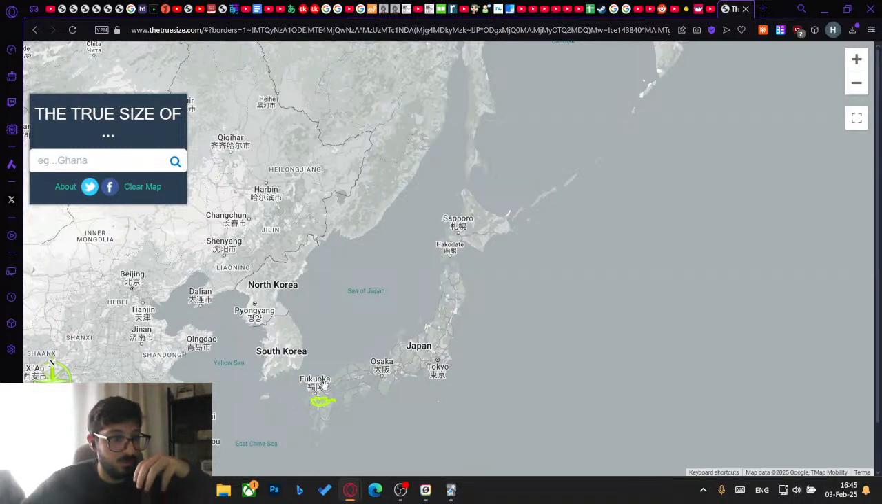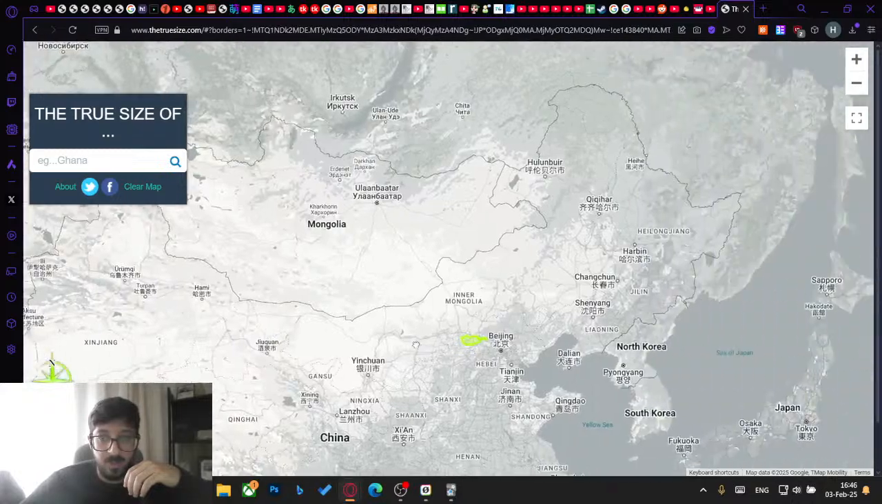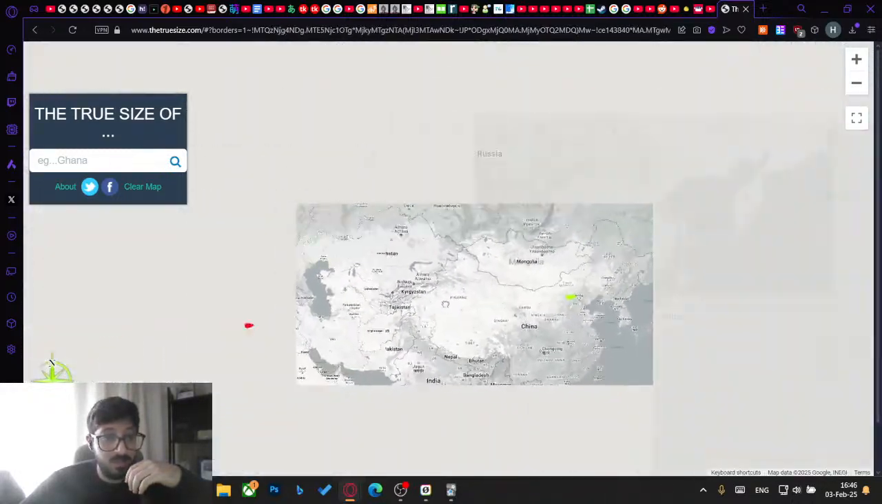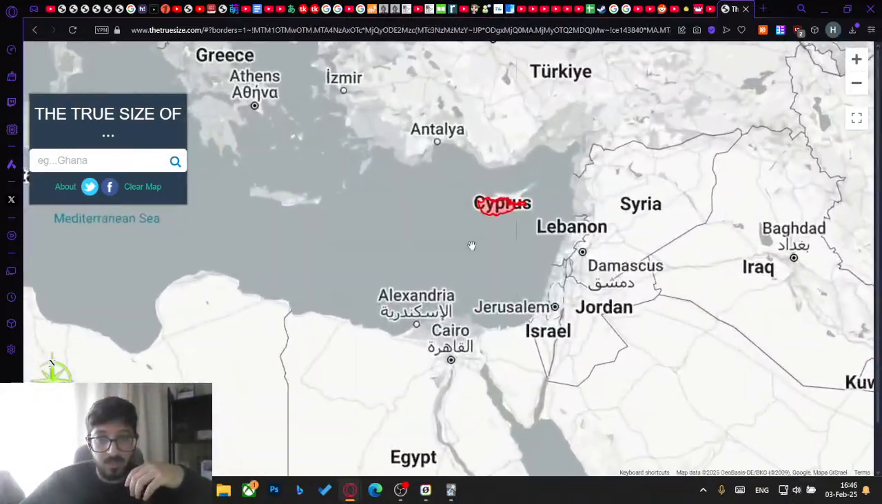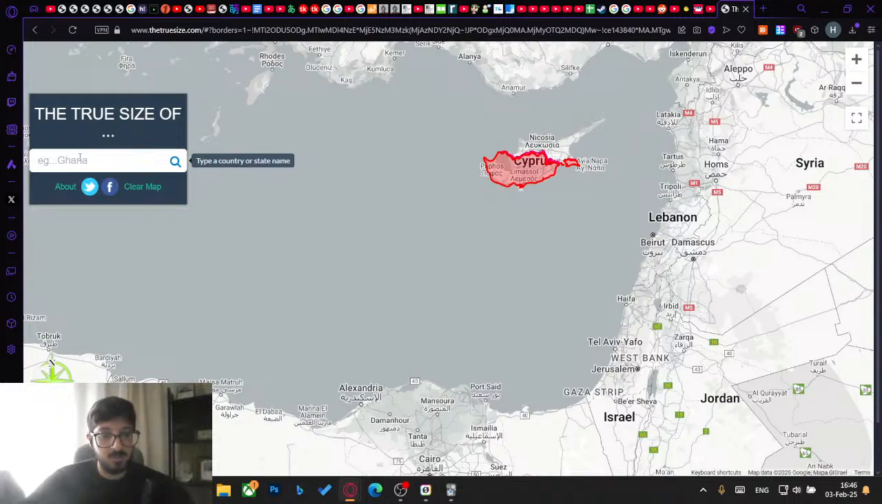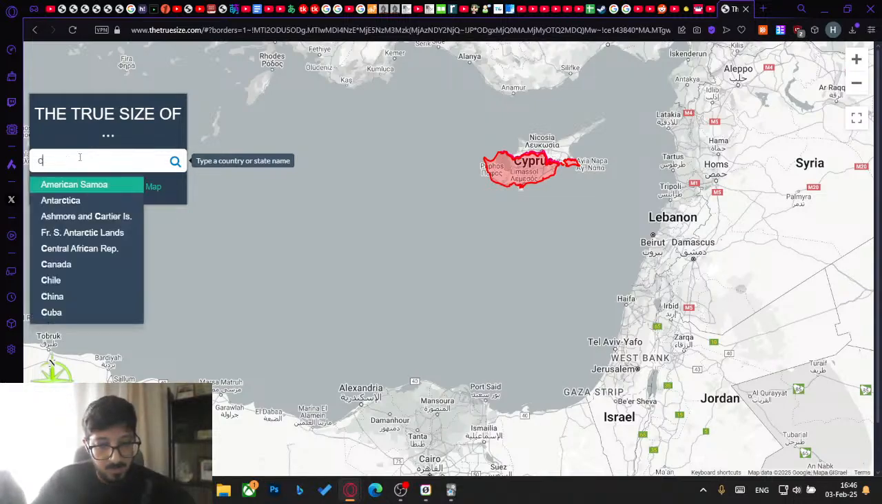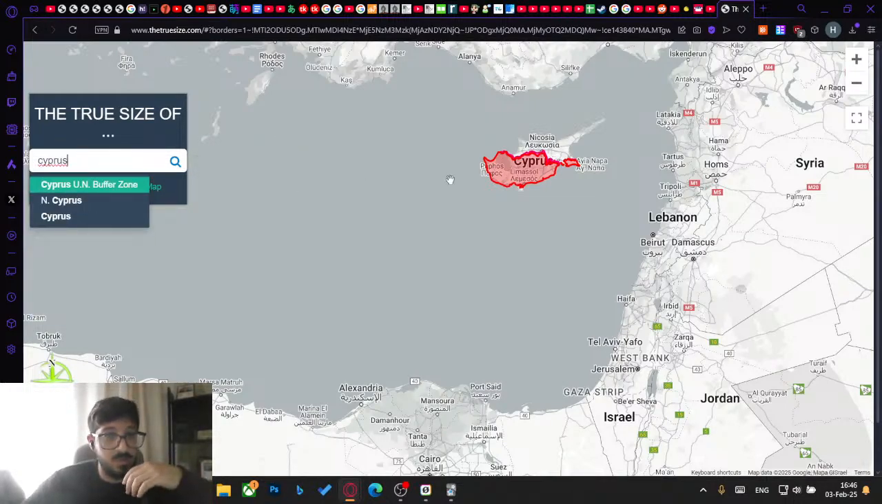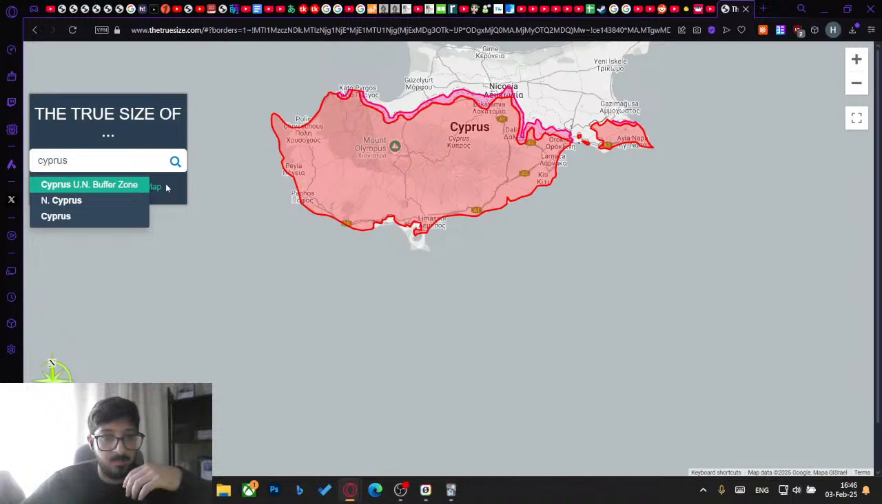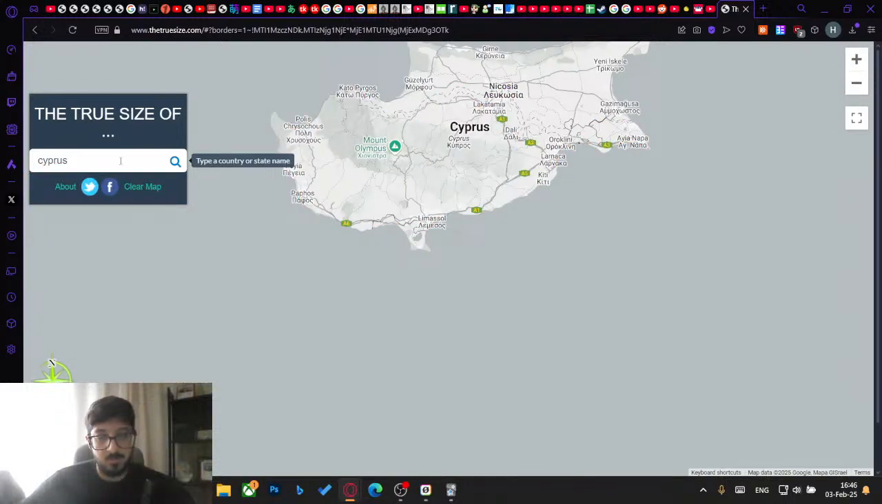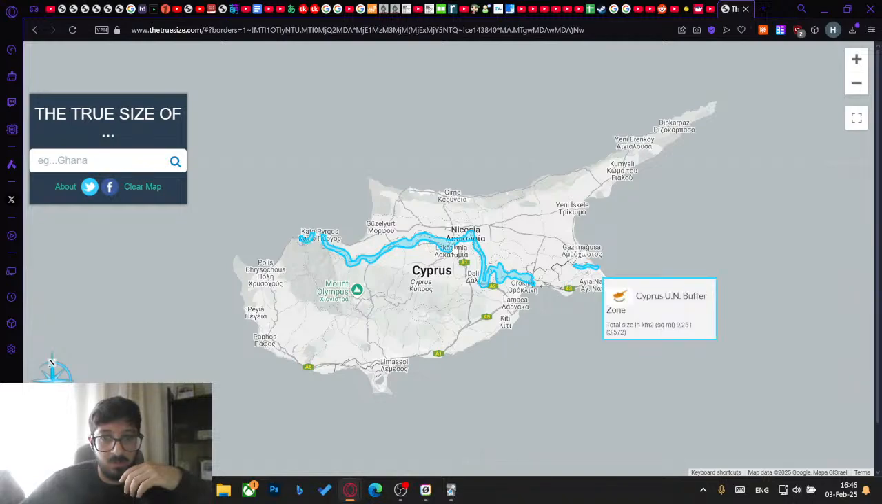I don't know much about size. Yeah, because it's occupied. The other half is occupied, but they don't say that it's occupied. They say that it's North Cyprus. There is no North Cyprus. So this is the UN buffer zone, okay? Clear the map. This is the UN buffer zone. This is the buffer zone, okay? This part is occupied. And this part is the free part.